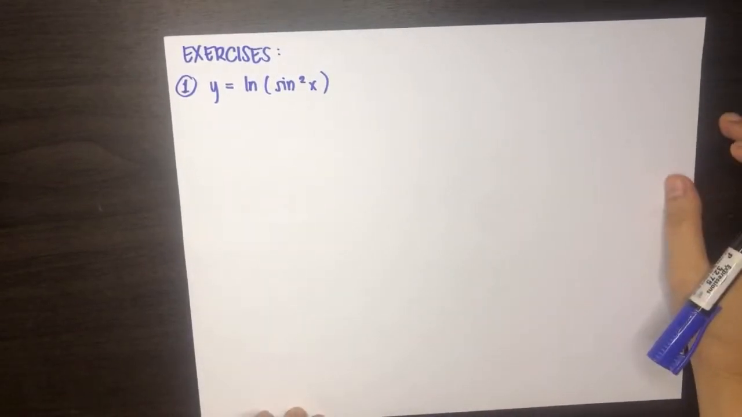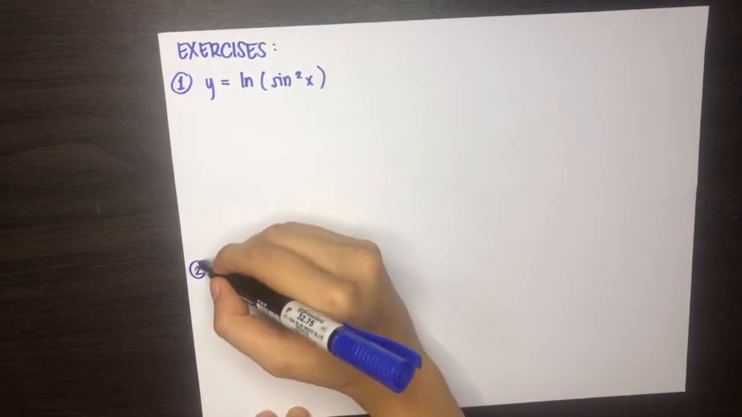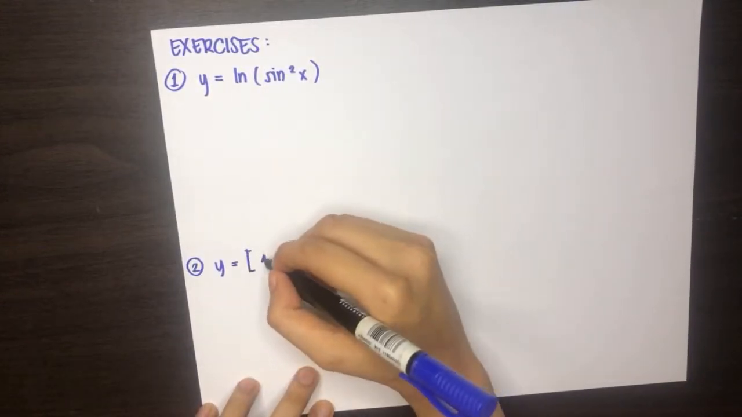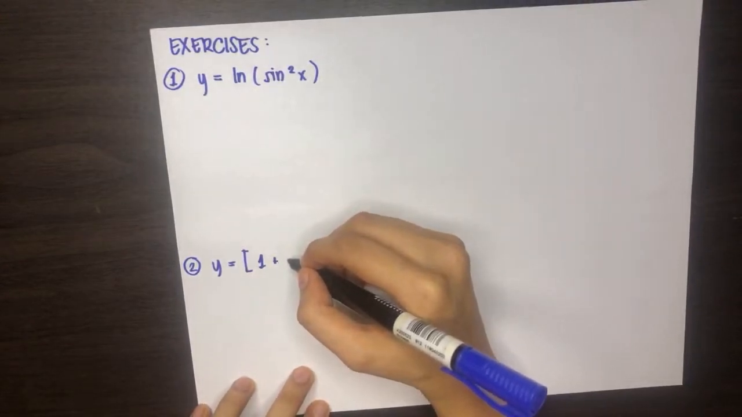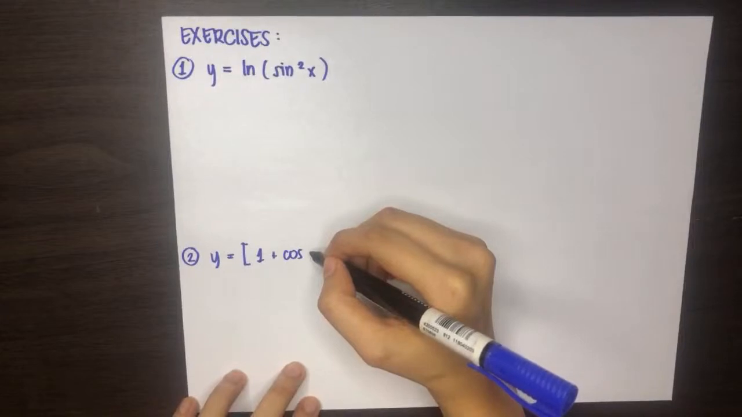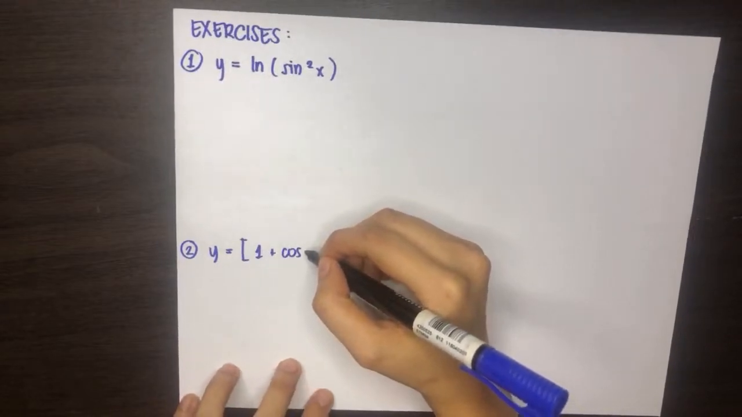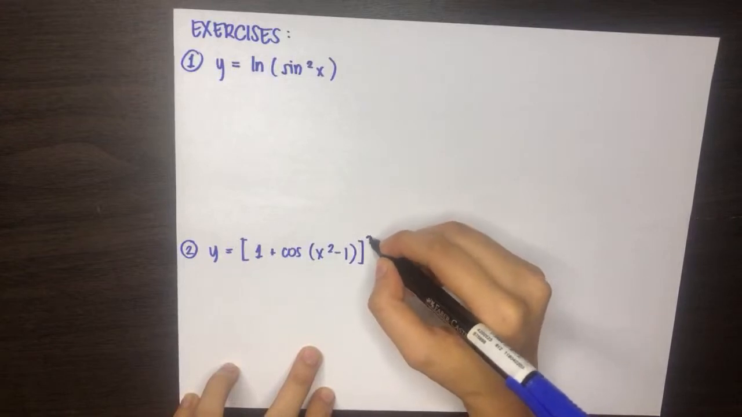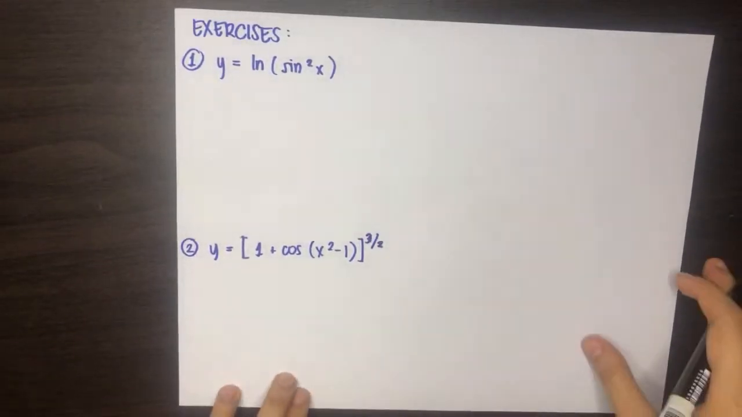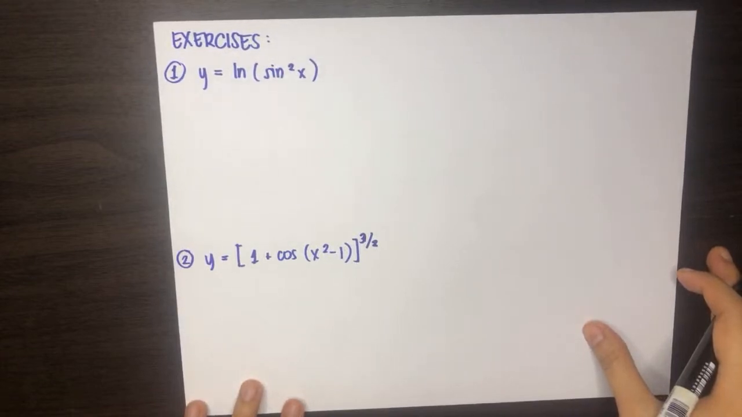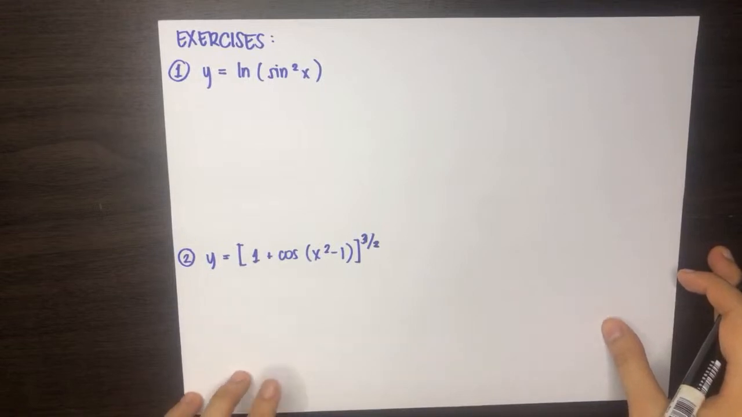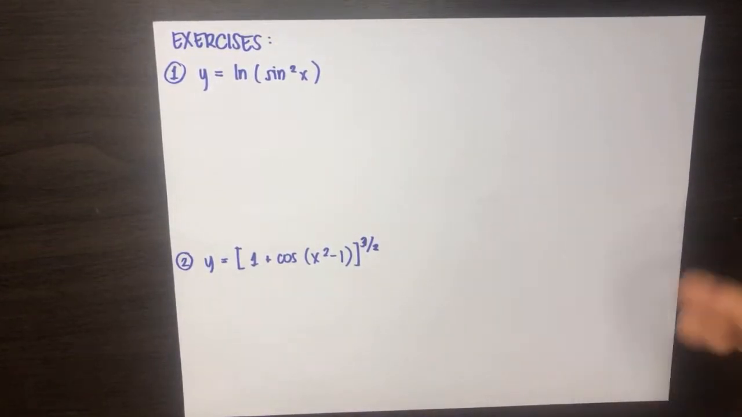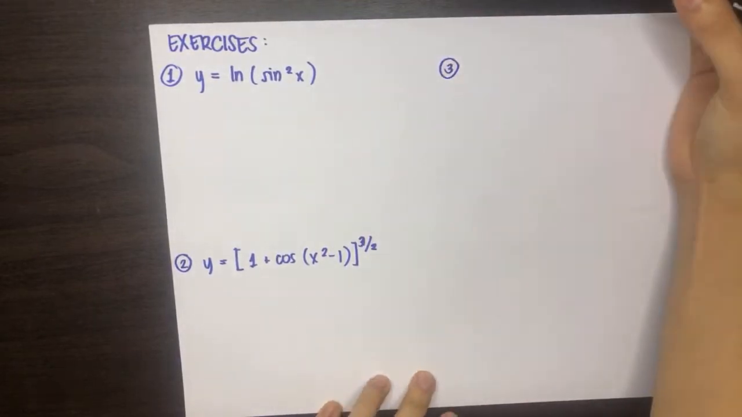So, number 2 is, what if y is equal to (1 plus cosine (x squared minus 1)) raised to 3 over 2. Try answering this first, maybe for 2 to 3 minutes. There are also additional ones, so you can practice.